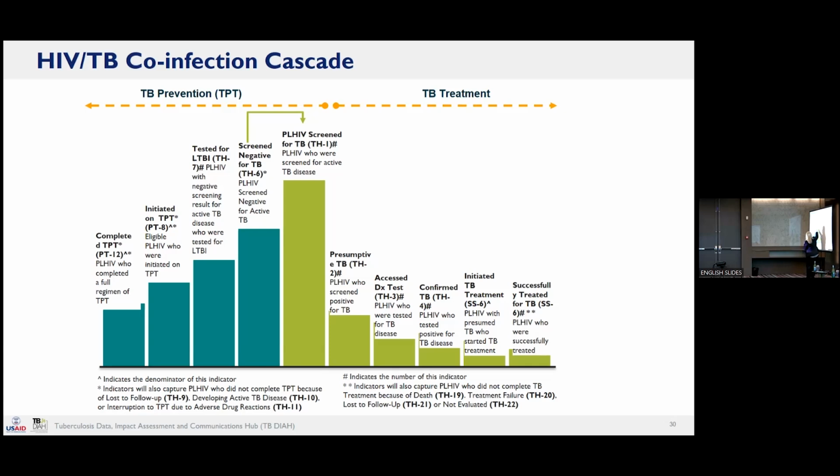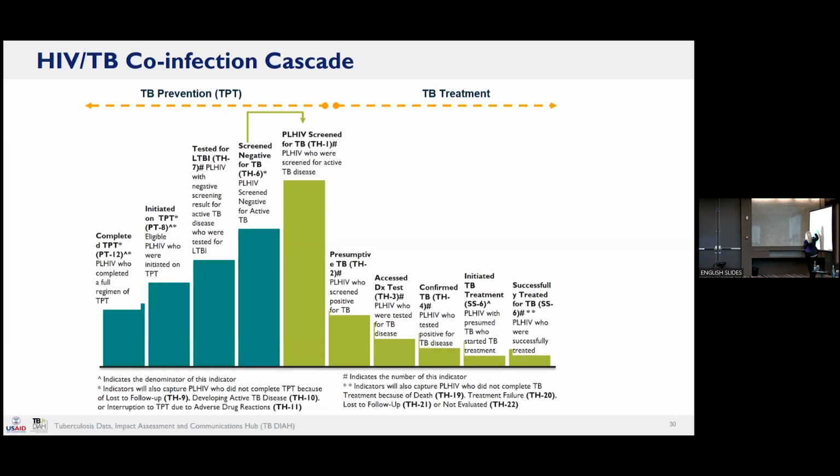And out of the same people, PLHIV, that were screened for TB, they were screened as negative, so TB was not confirmed in them. Out of them, this is the number that was tested for LTBI. It's the WHO algorithm that allows for starting preventive treatment among HIV patients without testing, and there are programs that are recommended to do testing, and only then they start treatment.